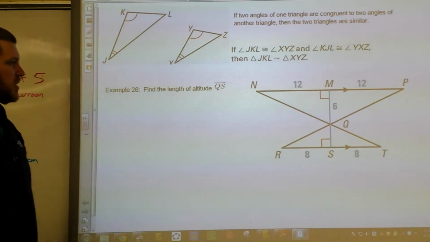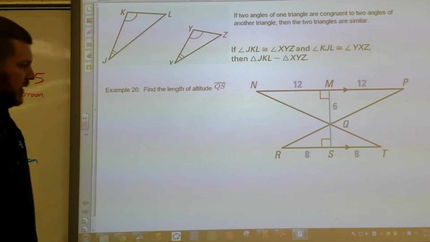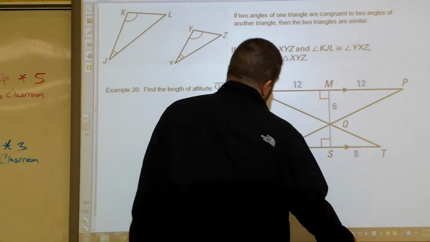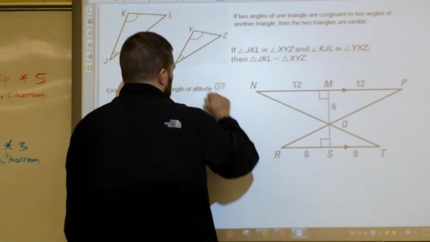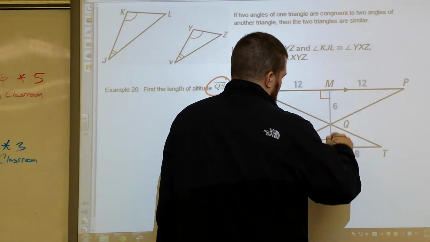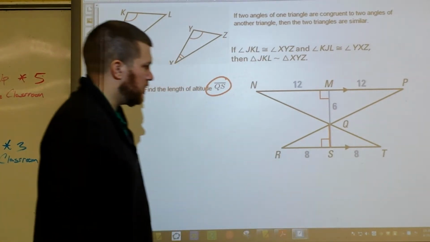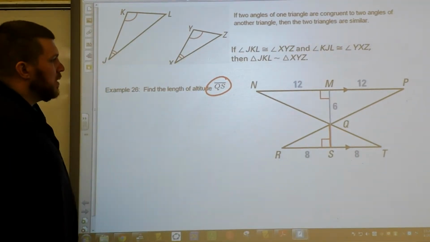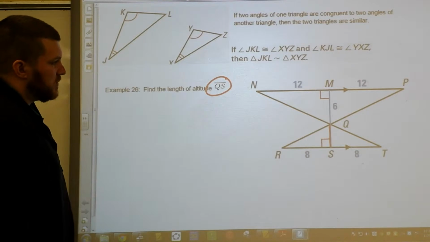So in example 26, we want to find the length of altitude QS. So QS is what we're trying to find. I'm going to highlight that in red. This is the piece I need. Okay, that's what I want to know. All right, well, let's look at what we've got.